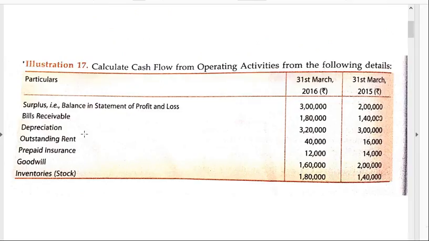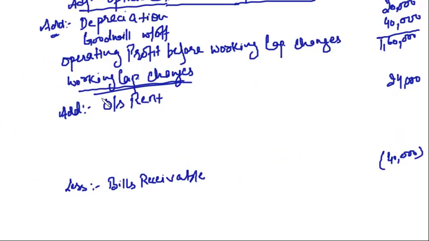Next, prepaid insurance. Prepaid insurance is your current asset. Right? Prepaid insurance is your current asset. It has decreased from 14,000 to 12,000. Decrease in current asset. How to treat that? The current assets move in opposite directions. Decrease in current asset means we will add it back. So I will say prepaid insurance, that will be 2,000. Clear?